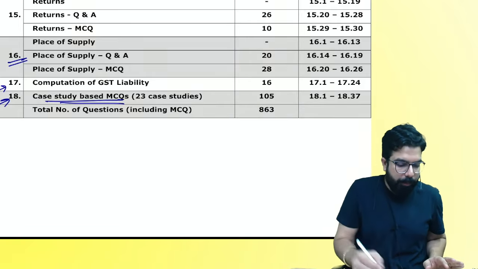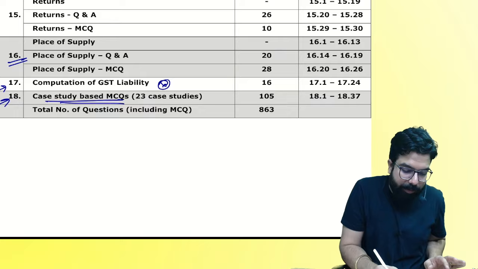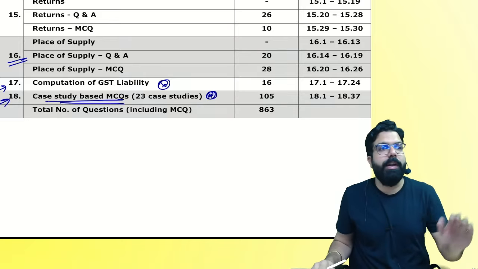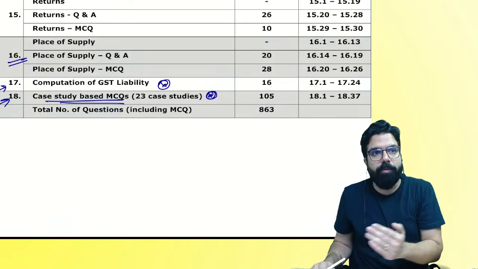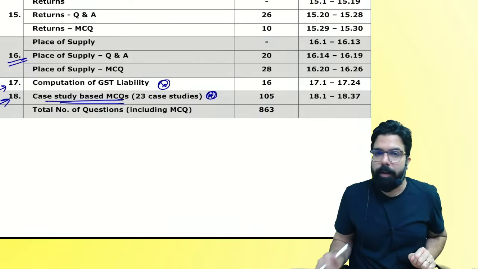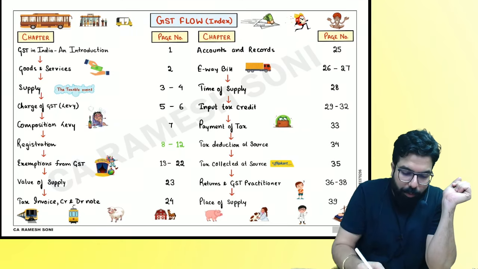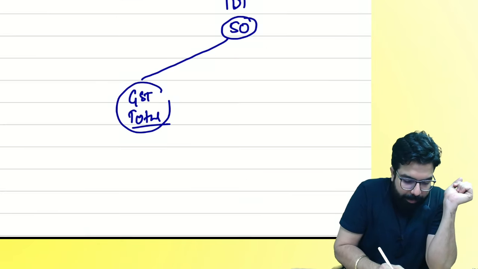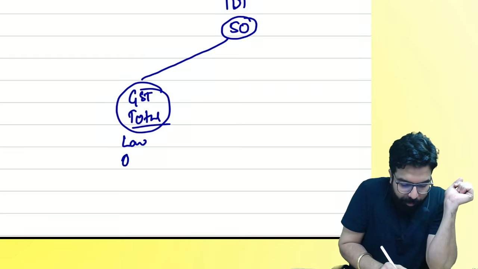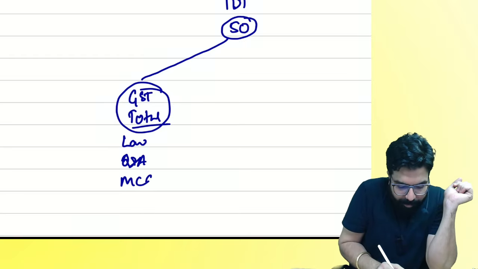Are we clear, everyone? Because to do these questions and to cover this, you'll need the knowledge of all the chapters. So those two are kept at the last. So this is the GST total book which we'll be using. This has the law, Q&A and the MCQs.